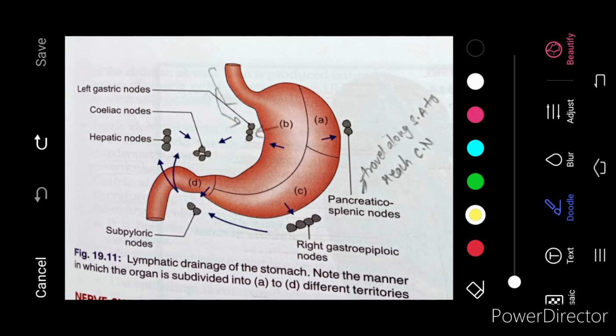Now we will see about area C. So the lymph from area C drains into right gastroepiploic node, this one, which lies along the right gastroepiploic artery, and from the right gastroepiploic nodes the lymph drains into subpyloric nodes which lies in the angle between first and second part of the duodenum, and from the subpyloric nodes the lymph drains into hepatic nodes, and from hepatic nodes lymph finally reaches to celiac nodes.